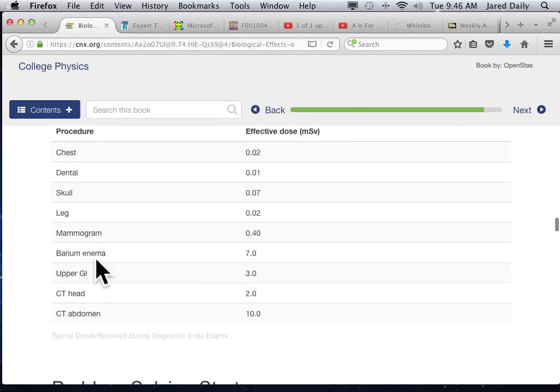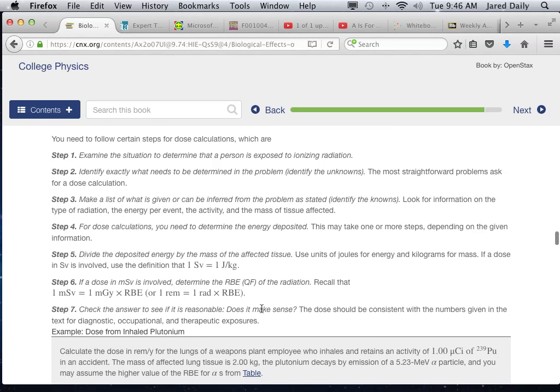Barium enema, the upper GI X-ray. I had one of those myself. CT abdomen, which I actually had. That's a big one. I had a CAT scan of my abdomen not too long ago. So that's a big dose, and they put that in your medical records so that they know how much radiation dosage you have medically over the course of your lifetime. Because it comes to a point where they just really have to be careful with that.